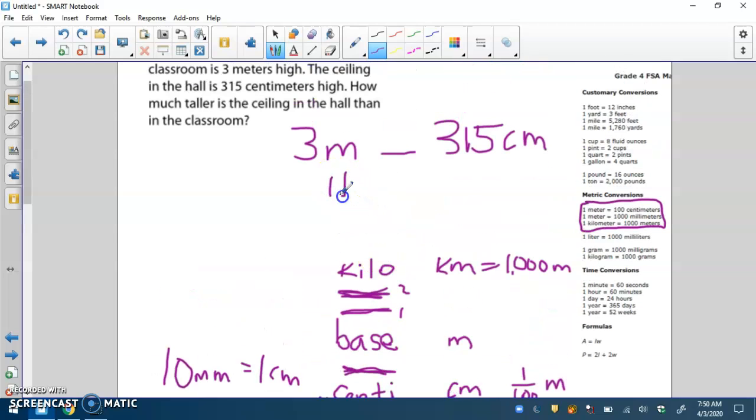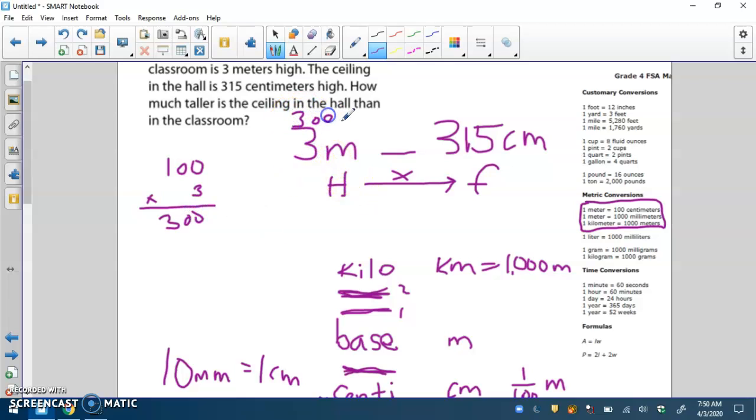So if I'm going from my larger unit, horse, to my smaller unit, fly, I need to multiply. Horse to fly, multiply. What am I multiplying 3 by? I need to multiply 3 times 100 because that's how many centimeters are in a meter. And we have 300 centimeters.